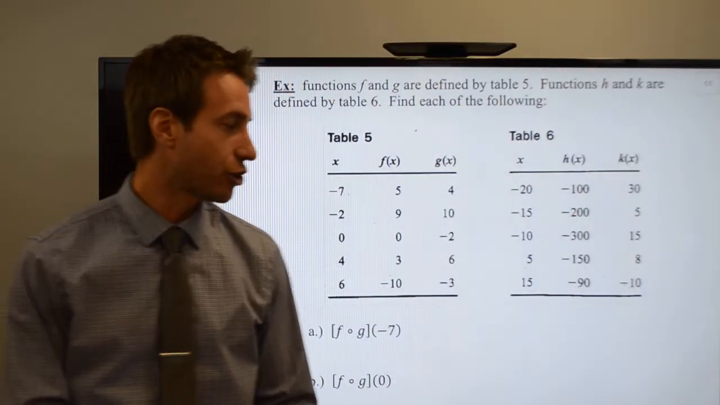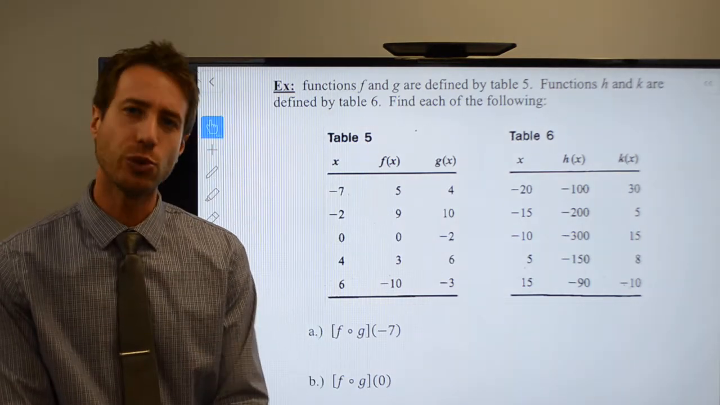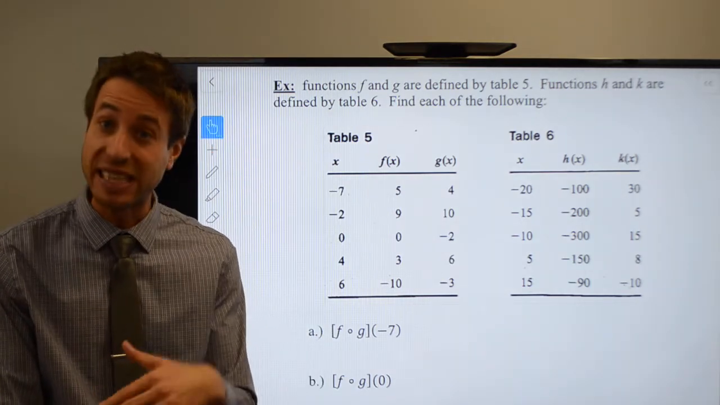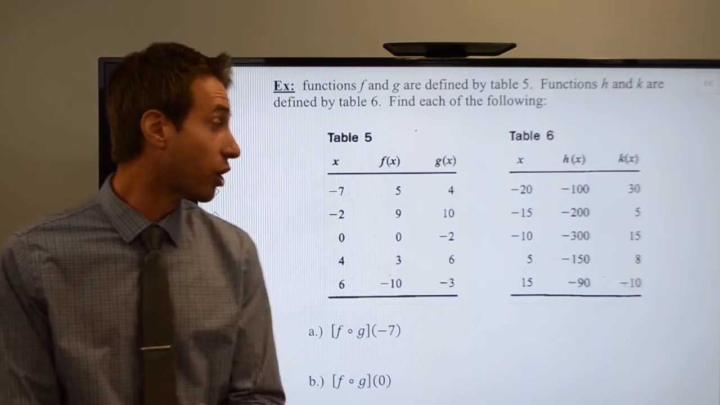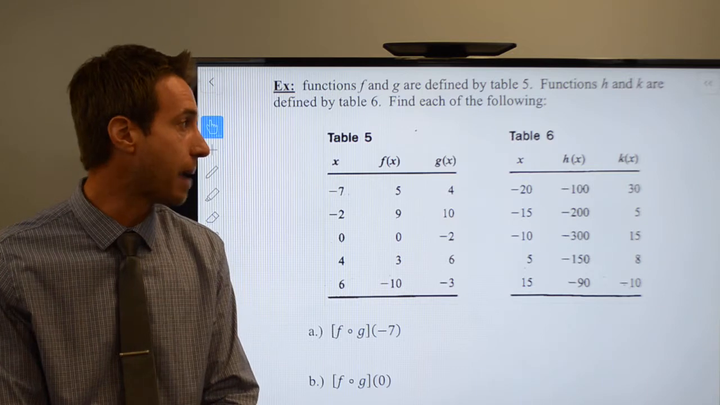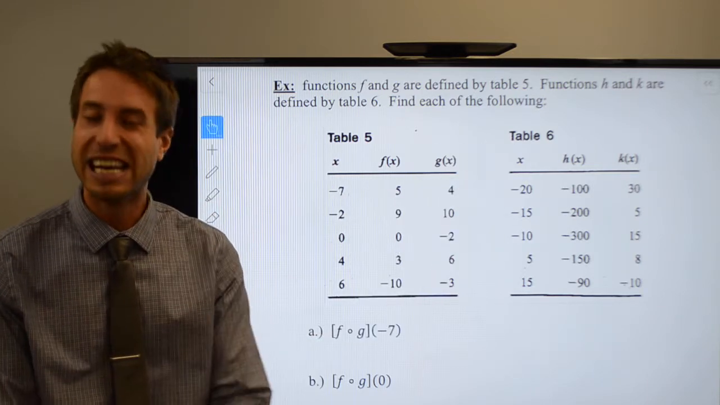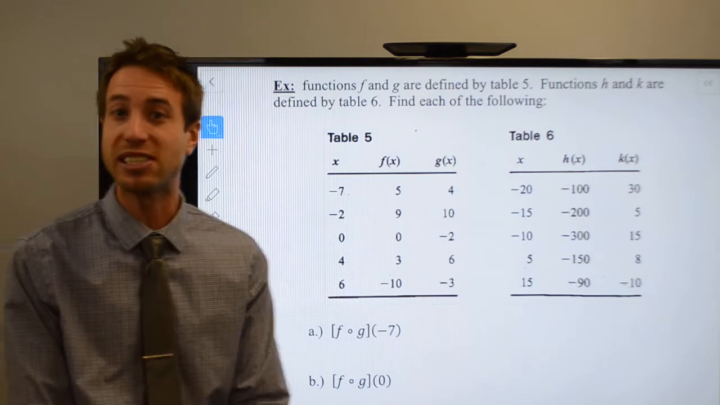All right, guys, welcome to this page of the notes. Again, we're working our way through composite functions. In these example problems, we're going to look at tables when the information is given to you in table format. Please notice I've given you two tables, Table 5 and Table 6. And the information listed on both tables is different.